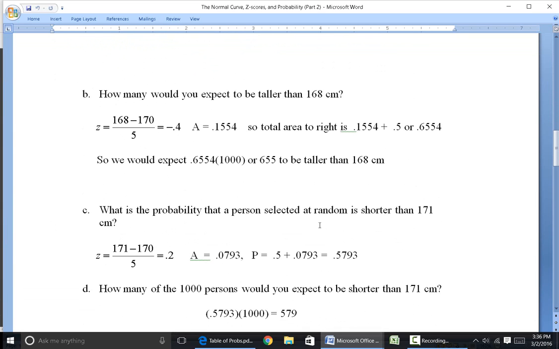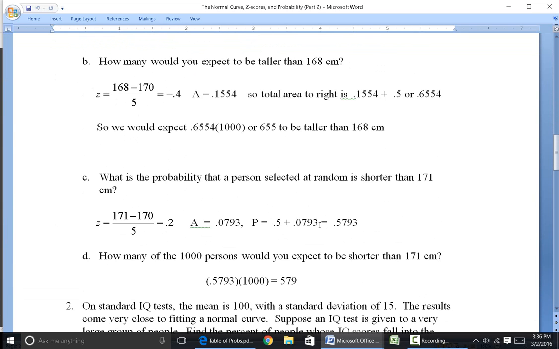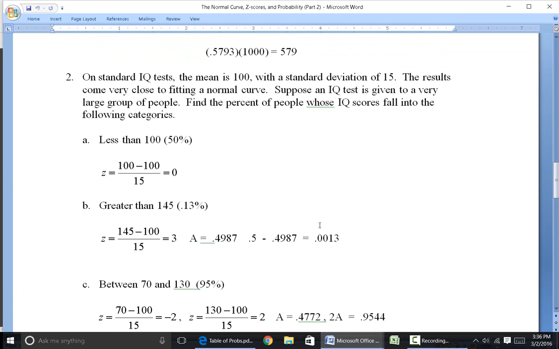So in this case, I would have the 0.5 minus the 0.4987, and I would get 0.0013. Since the answer is a percent, I would move the decimal over 2 places and then stick my percent sign. So that would be 0.13%. Okay, so that's a small amount of the population. Like I said, those would be the geniuses. So 0.13% is what we would expect to be higher than 145.